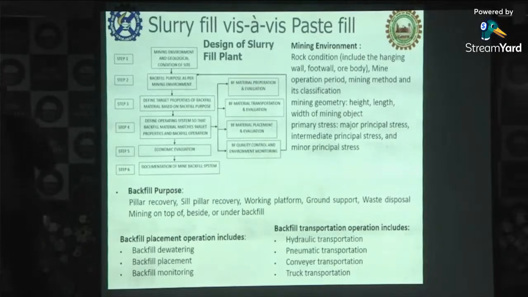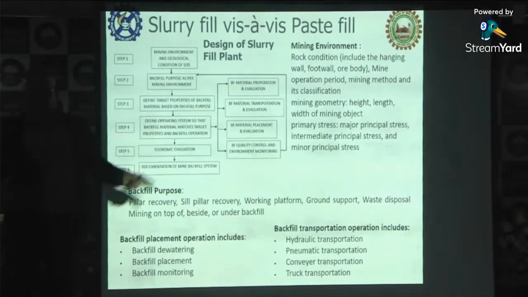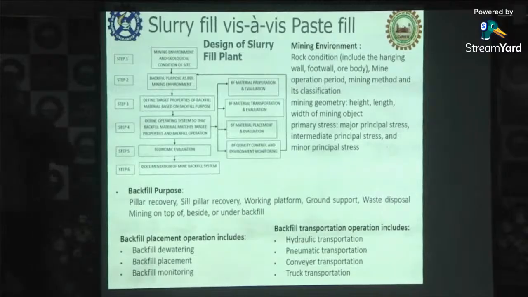What are the things which we do in the material characterization? First we carry out the physical characterization. In physical characterization we find the pulp density, specific gravity, bulk density, then percolation rate, void ratio, porosity. All these are the physical parameters which have to be tested before classifying a material for hydrofill. For paste fill also we do the same thing, but in that case size is the most important, and the strength it gains, and at what percentage of cement. Those are the parameters we play with to find out the ultimate target strength of the stopes.